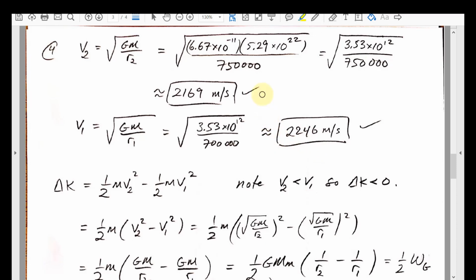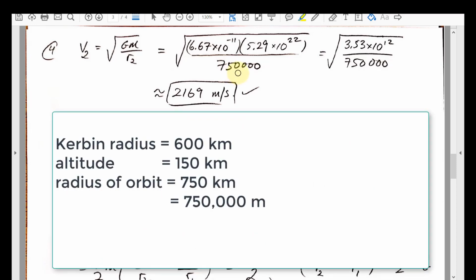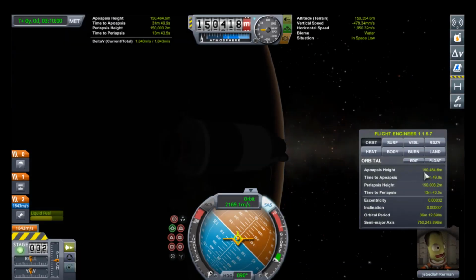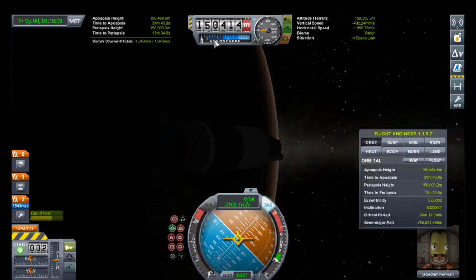And if I raised the altitude to 150 kilometers, that means that the radius of the orbit is 600,000 plus 150,000. That makes it 750,000 meters radius. And so the corresponding velocity of a circular orbit at that altitude is 2169 meters per second. Let's check that out in the game, see if that's what happens. Okay, so here I have the orbit set at about 150,000 meters, both for apoapsis and periapsis, so pretty close to circular, and speed is at 2169 at this particular altitude.